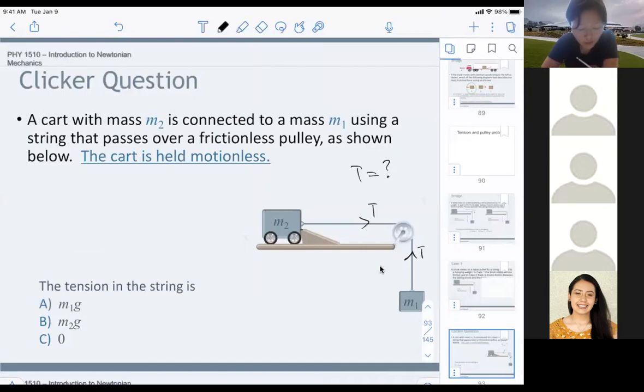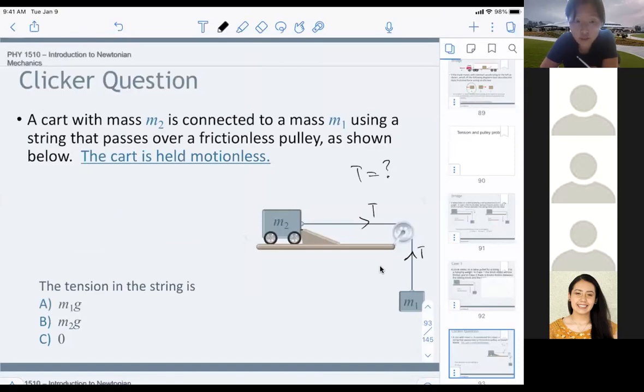All right, so you can see that it's telling us the card is held motionless, right? If we focus our attention on the card, we might be reaching an impasse. We don't really know where to go. The card, okay, we have tension dragging on the card and there's a block pushing the card back. I don't really know what the forces are. Instead, we should focus our attention on which object to figure out the tension.